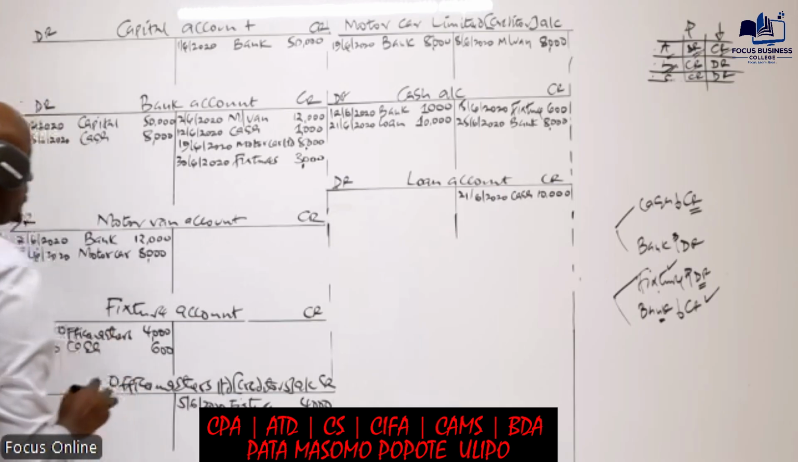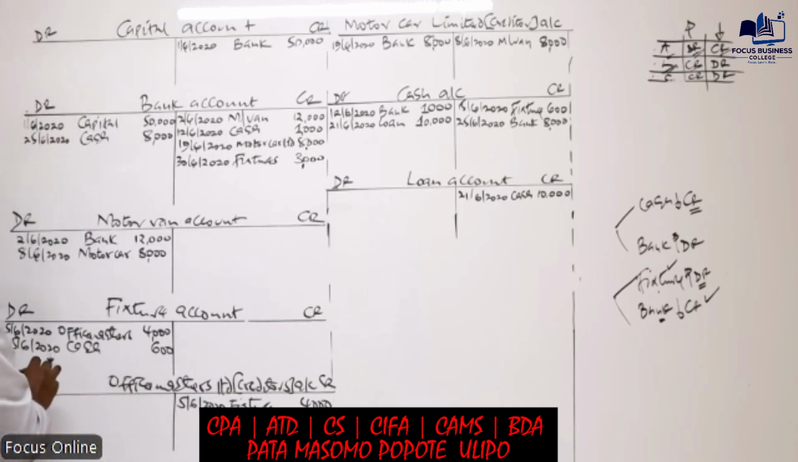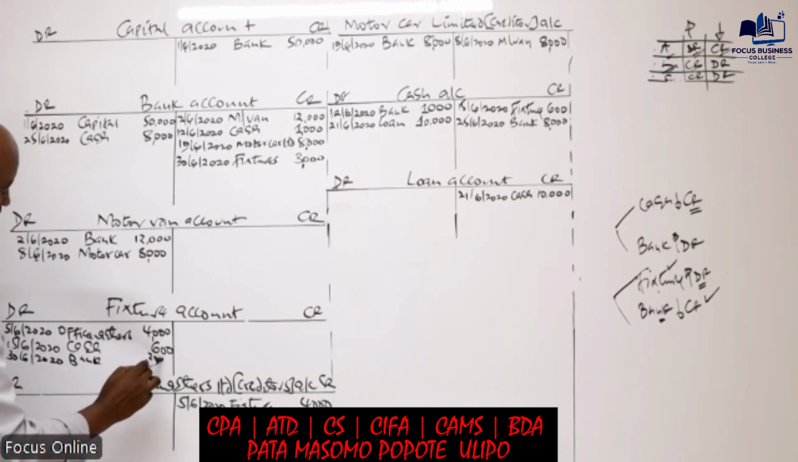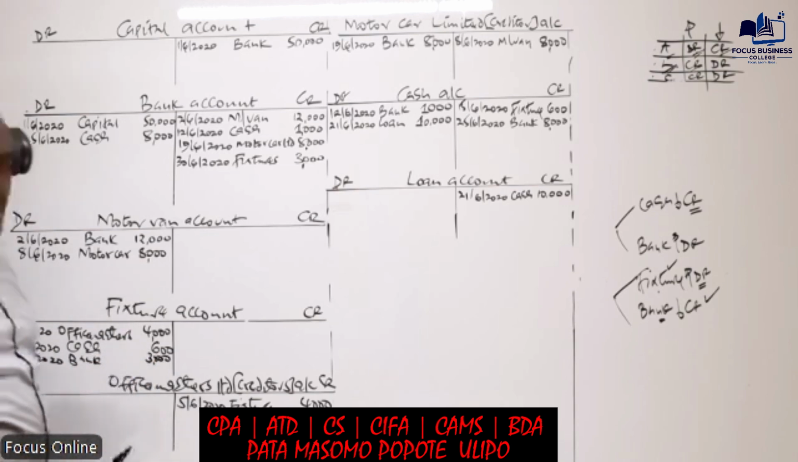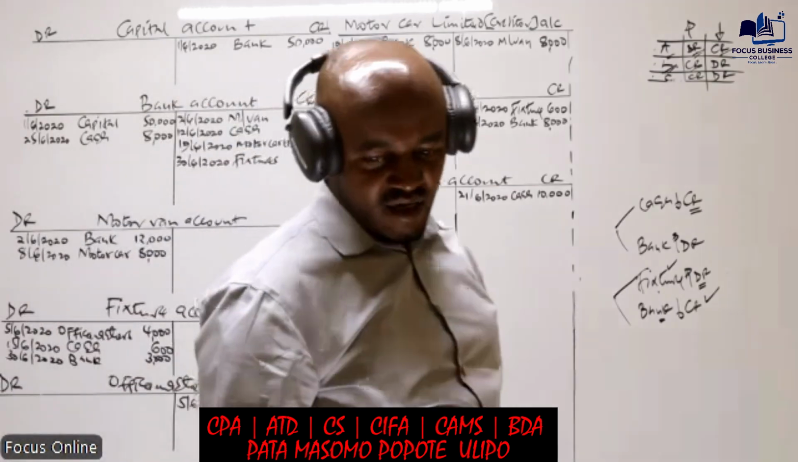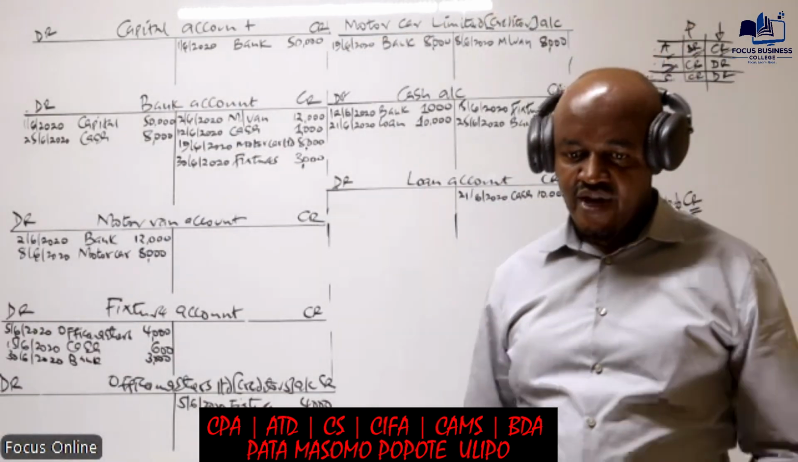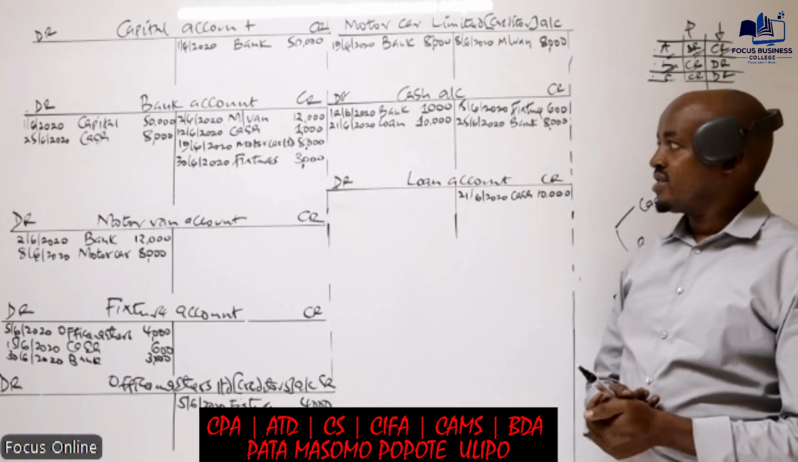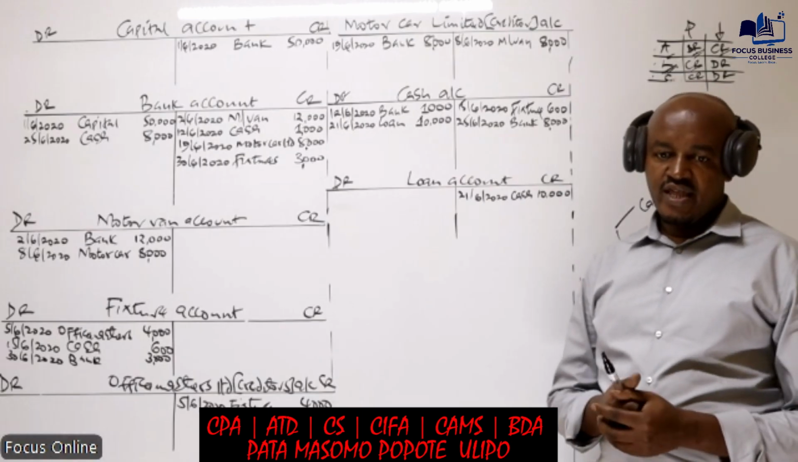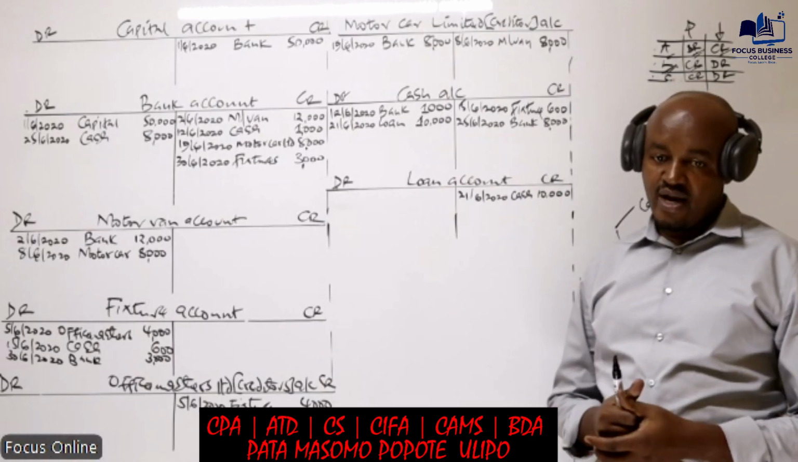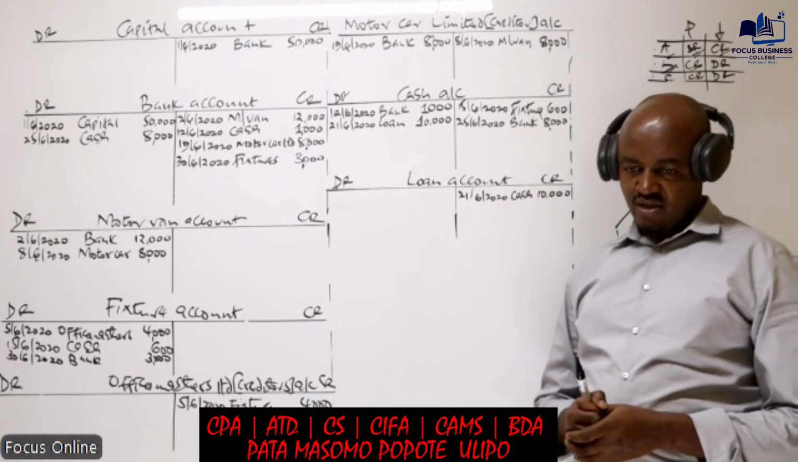3,000. And then we do what? We debit the fixtures here. And then the other entry is in the bank account, 3,000. So we are done. We are done with recording those transactions. So if you're together up to that point, I want to show you how to balance this ledger account.